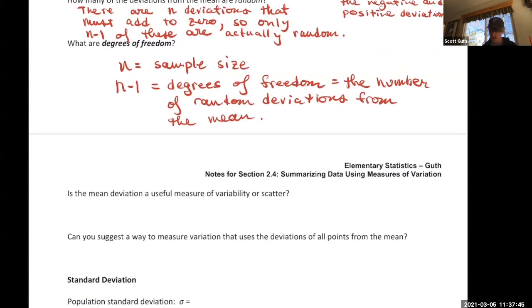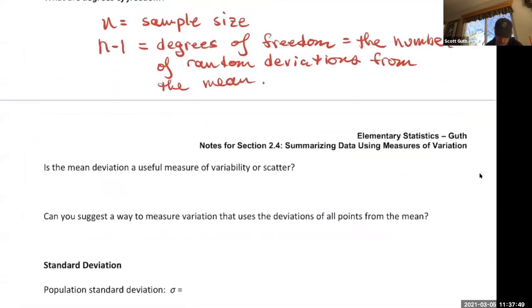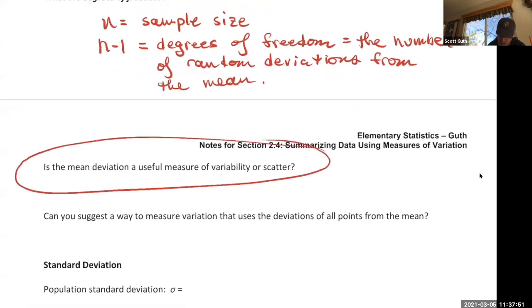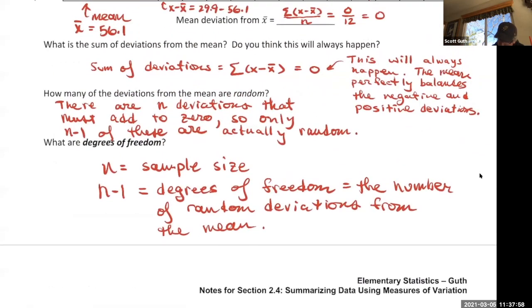So there's just 2 other questions. We might as well get these. It says, is the mean deviation a useful measure of variability or scatter? And we've already seen that the mean deviation always comes out to be 0 because deviations always add up to 0. That's that predetermined sum.